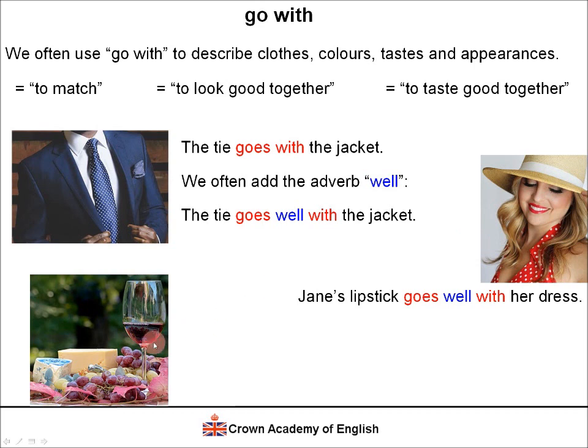And here is an example with food and drink. The wine went well with the cheese. So here we're not talking about appearance. We're not talking about looking good. Because this is a food and drink. This is now taste. So they taste good together. And notice this is the past tense. So we're talking about perhaps a meal from yesterday. The wine went well with the cheese.